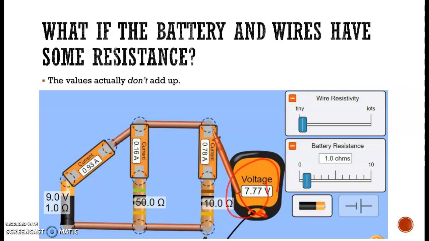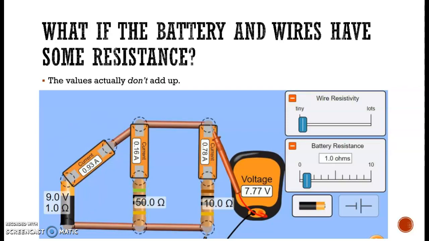Because what's happening when we have this resistance in the battery and in the wires is that all of the voltage is not actually getting to these resistors. Since they don't have the full voltage across the resistors, obviously it's not going to add up to the same total amount of power.